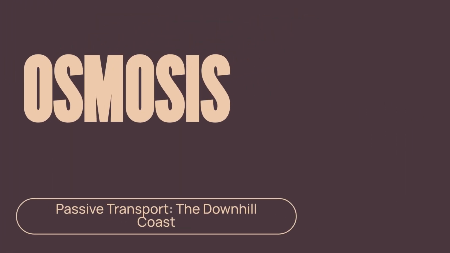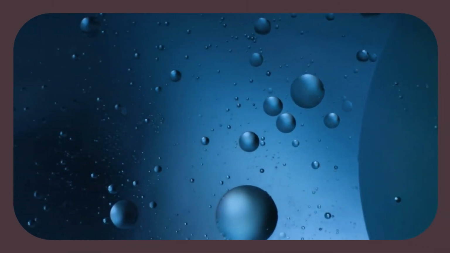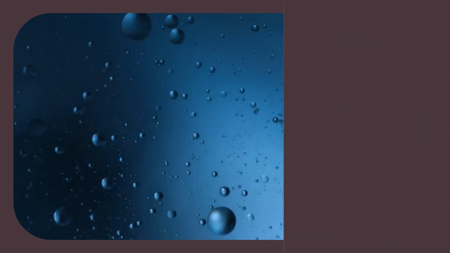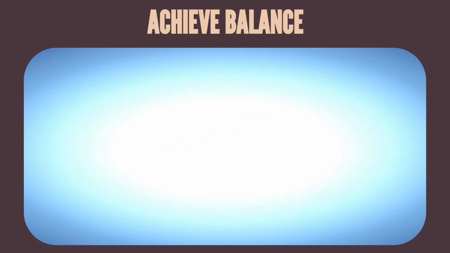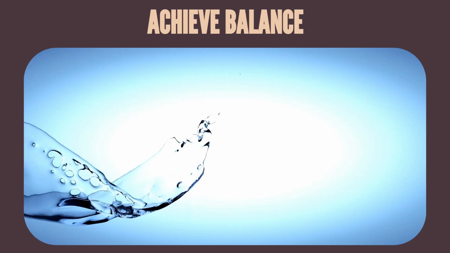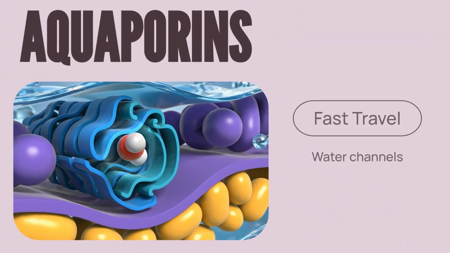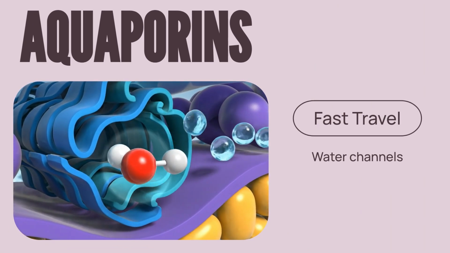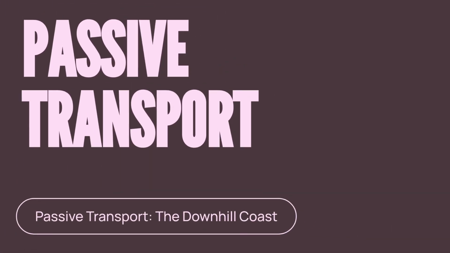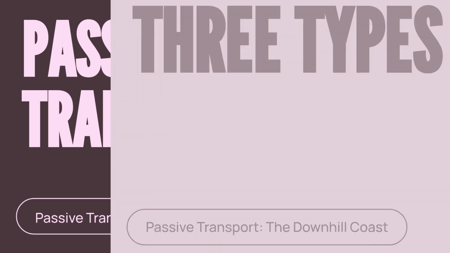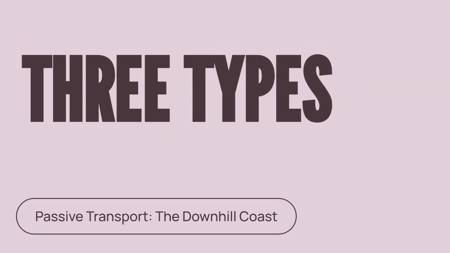Number 3, osmosis. This is specifically the passive movement of water. Osmosis is the passive movement of water through a selectively permeable membrane. Water moves to achieve balance, traveling from an area of higher water concentration, meaning low solute, to lower water concentration or high solute. To travel at a fast rate, water uses specialized integral protein channels called aquaporins. In summary, passive transport is the movement of molecules down their concentration gradient without requiring cellular energy. Remember the three types: simple diffusion, facilitated diffusion, and osmosis.